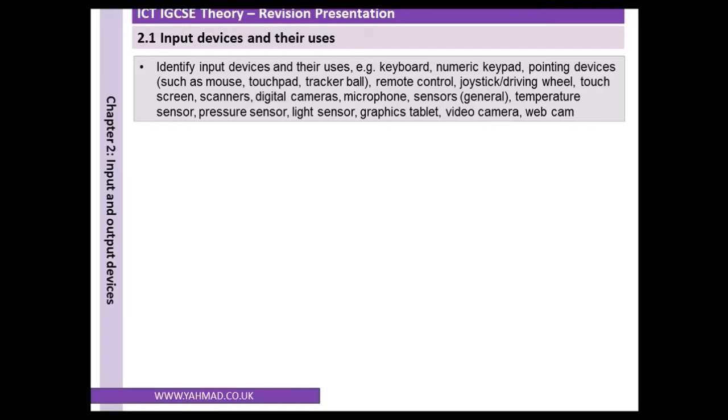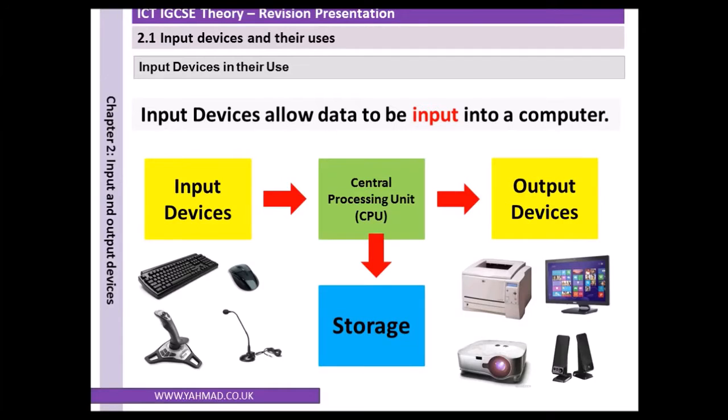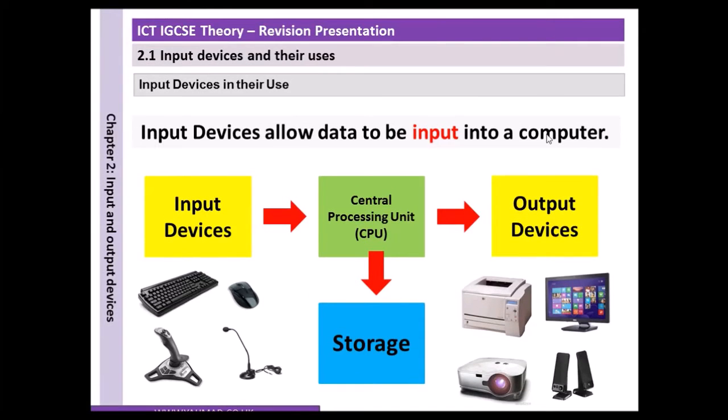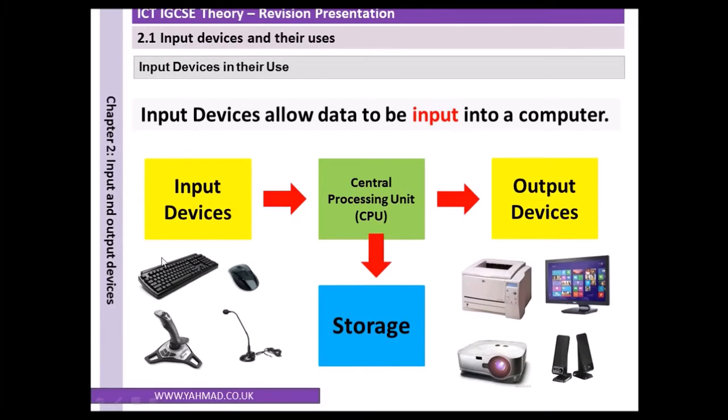So 2.1, we're going to be focusing on input devices and their uses. Input devices allow data to be inputted into a computer system. Examples of input devices are a keyboard, maybe you want to write text into a word processor, a mouse to control a cursor, the pointer on the screen, a joystick, perhaps you're playing a computer game and you want to control a computer character, and a microphone to record audio into a computer system.